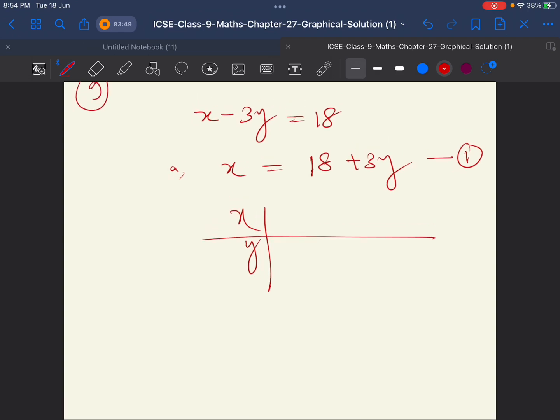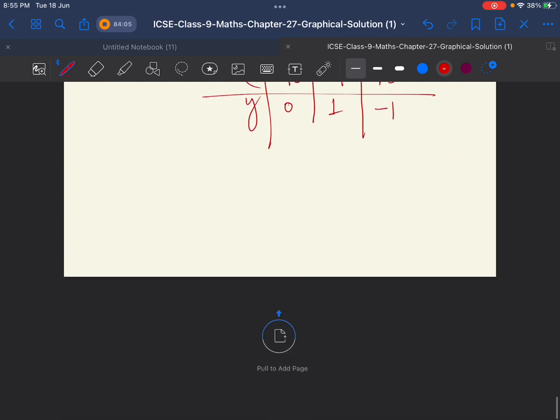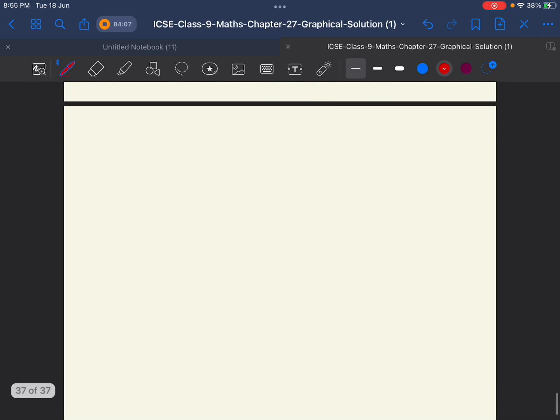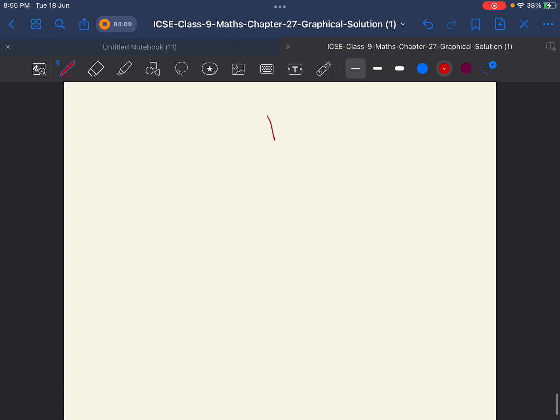Now we make a table of x and y. When y equals 0, x is 18; y is 1, x is 21; y is minus 1, x is 15. Now we draw a graph.